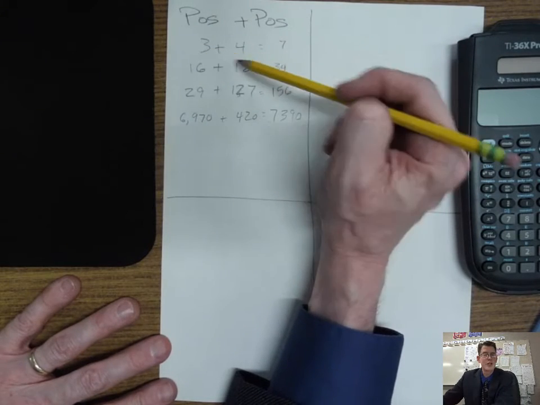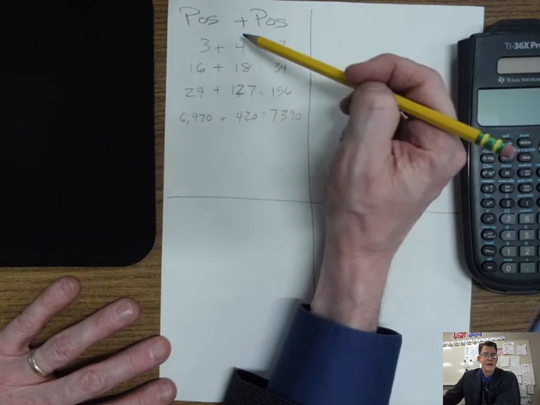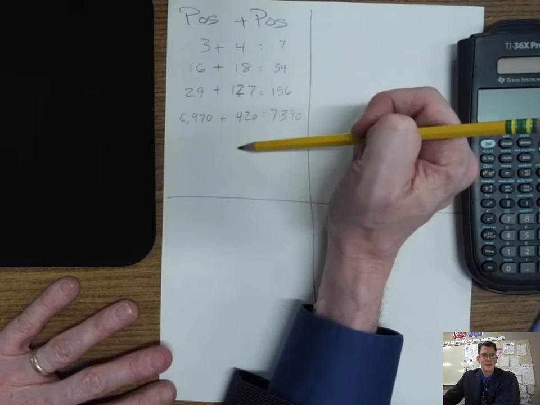You know how to add two positive integers. You just got a starting point and you go up a certain amount. If they're both positive, this looks very familiar to you. You've been doing it all your life.